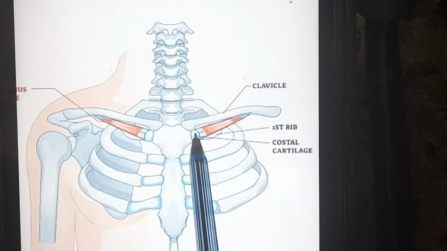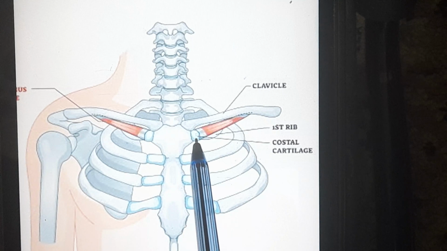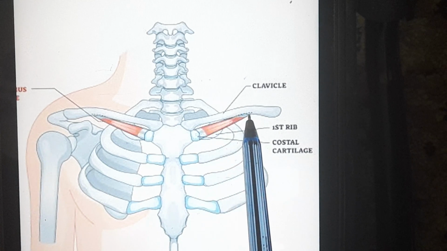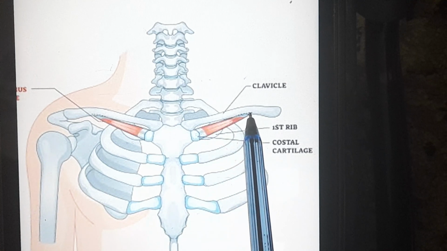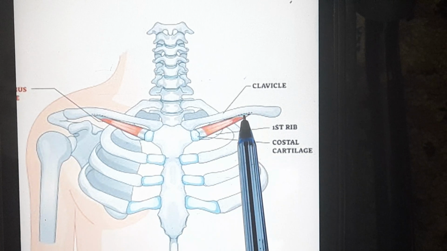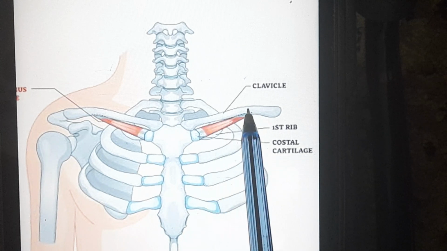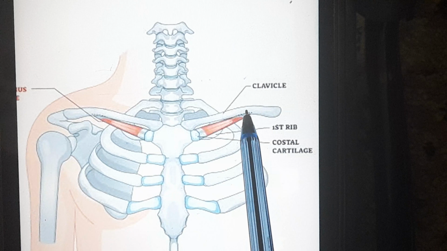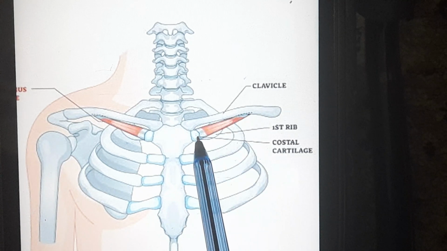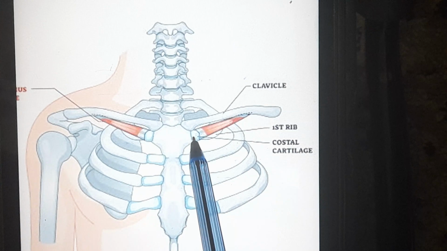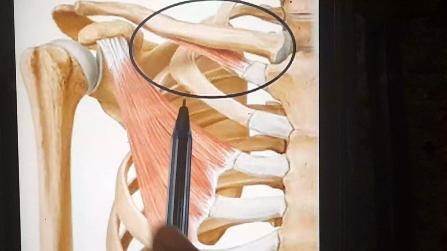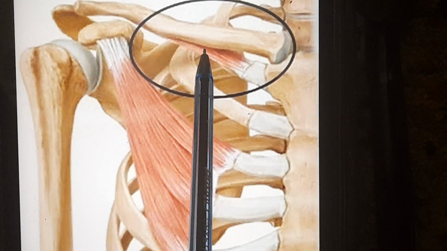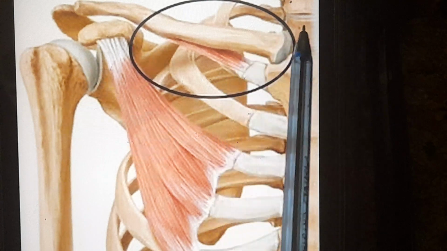It is attached at the junction of the first rib with its costal cartilage. Origin is this first rib and its costal cartilage. Insertion is on the inferior side of the middle third of the clavicle. Inferior side of the middle third of the clavicle, and origin is from the first rib along its costal cartilage. Okay, so the main function of the subclavius muscle is to depress the clavicle or move it downwards, and the nerve supply of this will be the nerve to the subclavius.